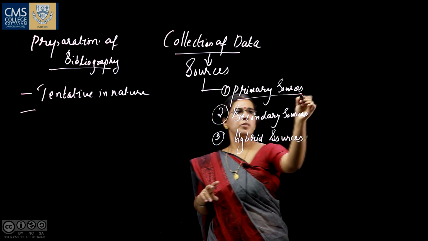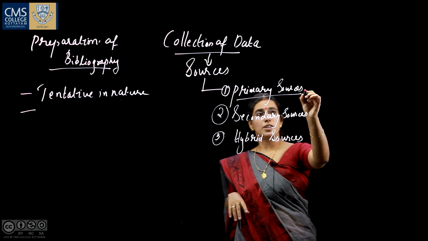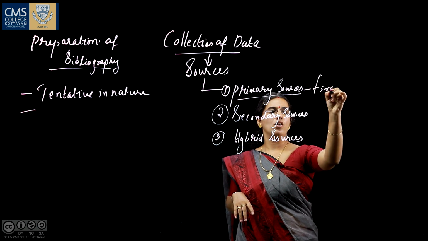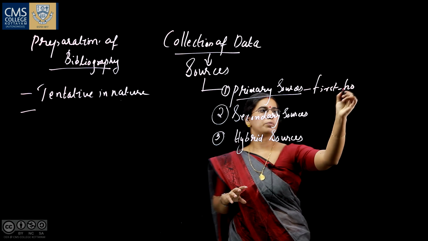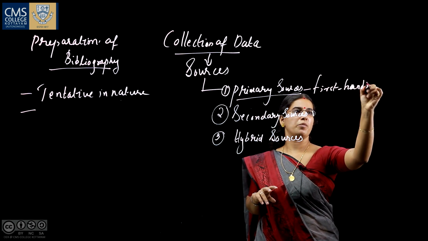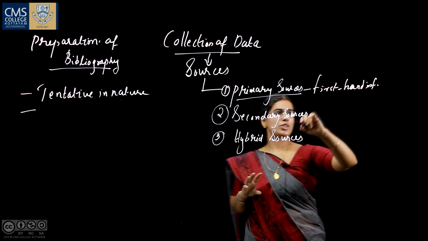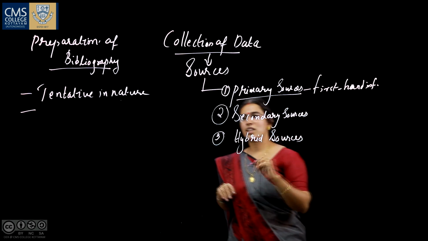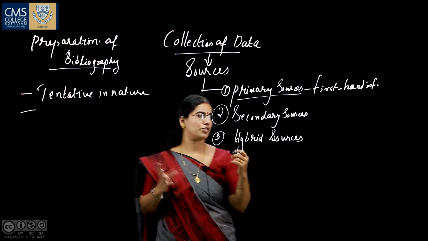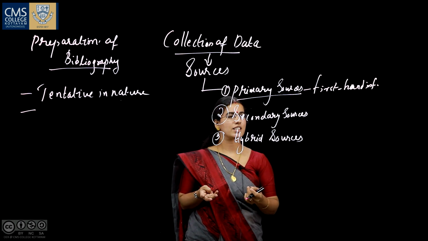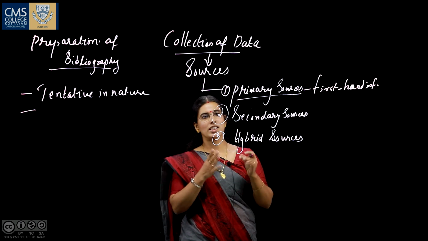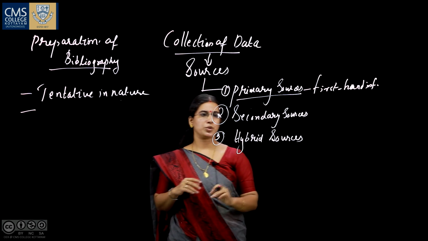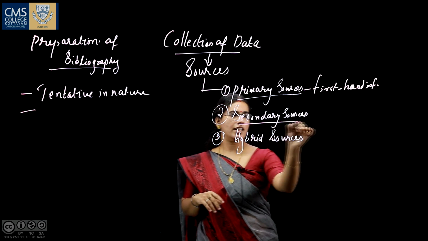What are primary sources? First-hand information or original source material is known as a primary source. For example, the physical materials of the past, that is coins, inscriptions and manuscripts, are considered primary sources.